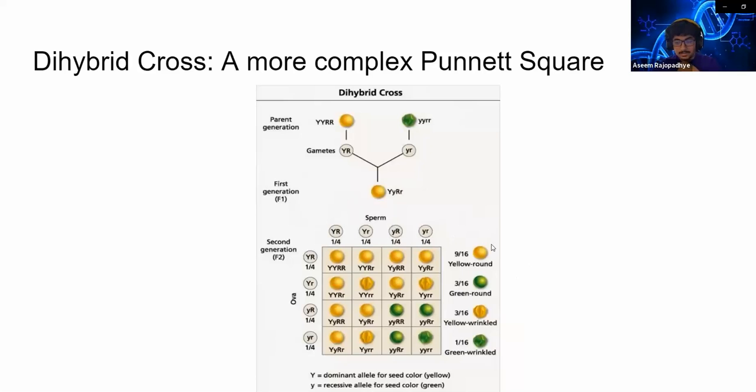You can see that 9 out of 16 will be dominant for both. 3 out of 16 for each of them will be homozygous and heterozygous, I believe. And then one of them will be completely homozygous recessive.